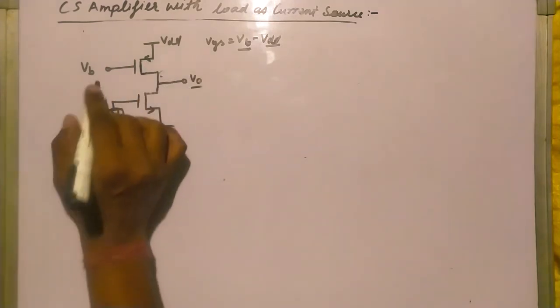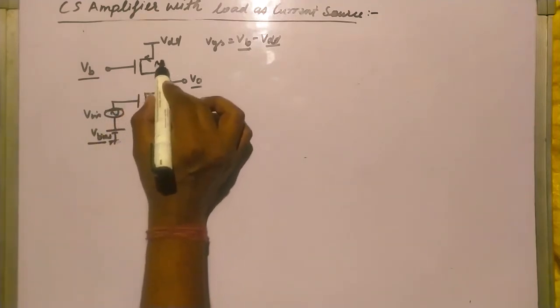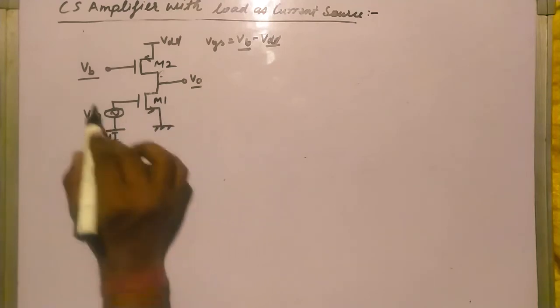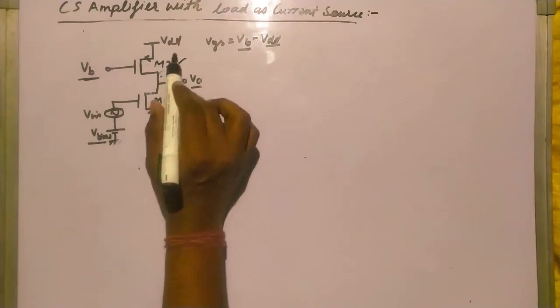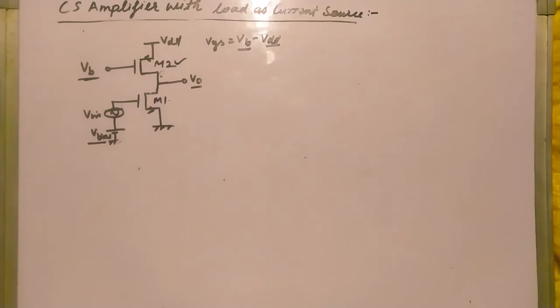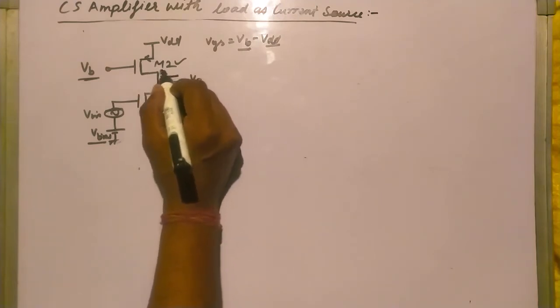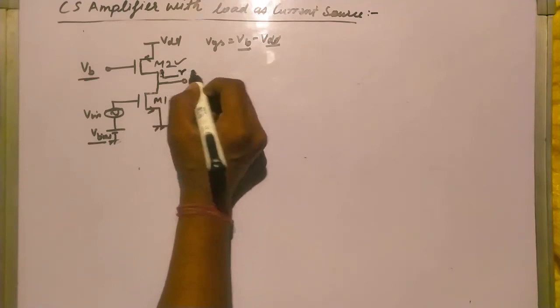Okay. Now let's calculate the resistance of this MOSFET. And see, we are taking VB and VBIS in such a way that this transistor M2 and M1 will be in saturation region. VB I am taking in such a way that M2 is in saturation region. VBIS I am taking in such a way that M1 is in saturation region. Okay, let's calculate the resistance of this M2. Let's consider this is R.